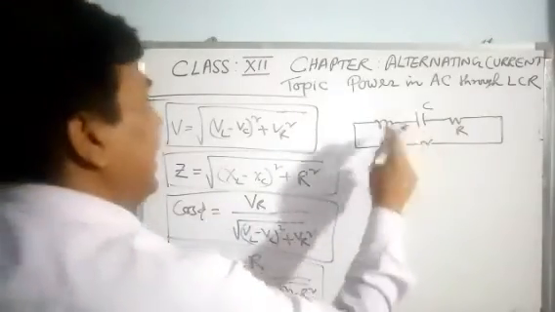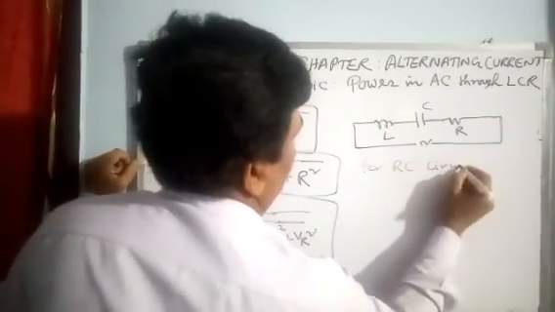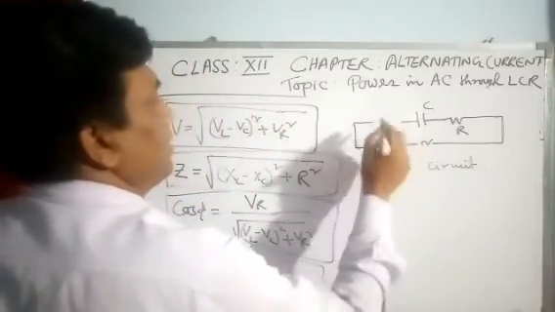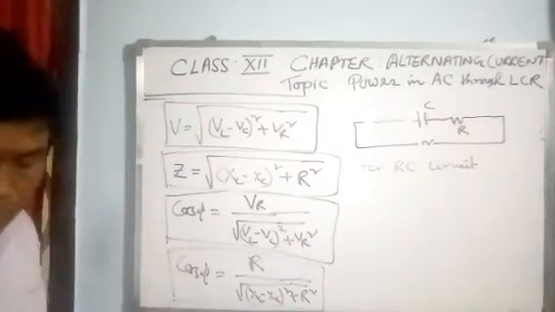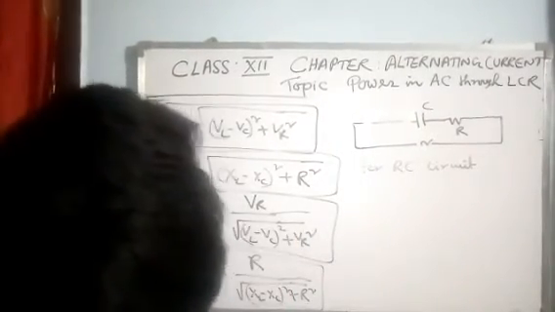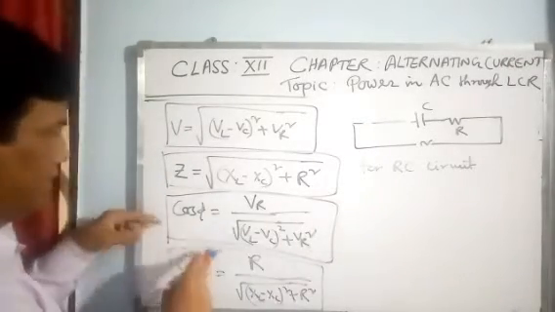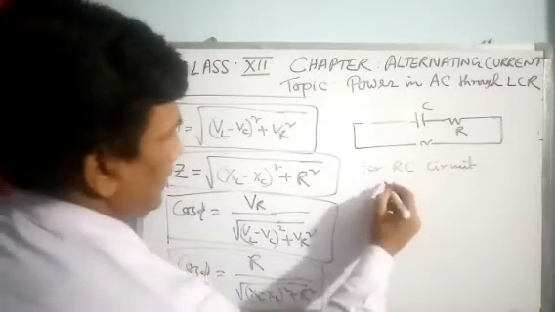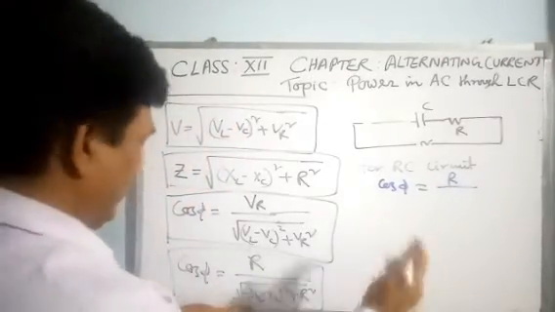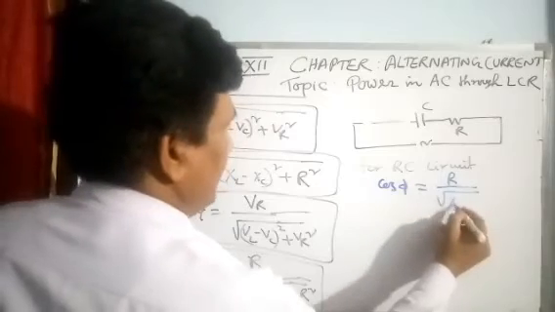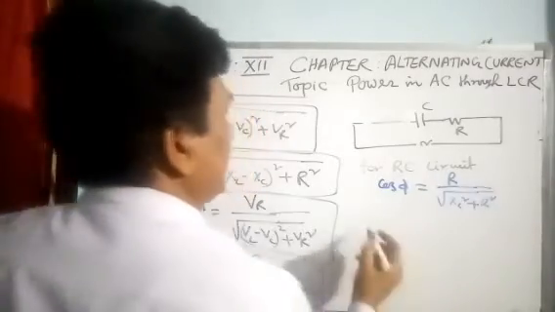Say L is not there; this will become an RC circuit if L is not there. Are you getting my point? So can you convert all the expressions if there is no L? Simply, what will the expression be? It will become cos phi equal to R upon the square root of XC square plus R square, as L is not there.